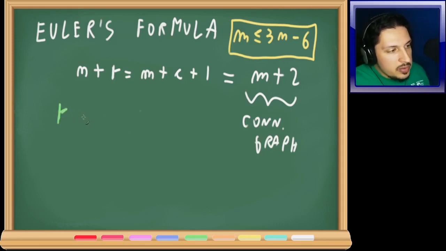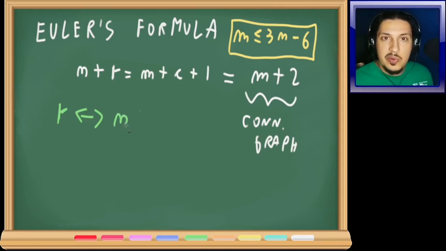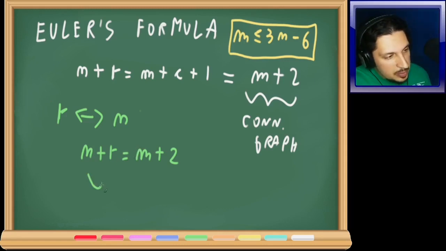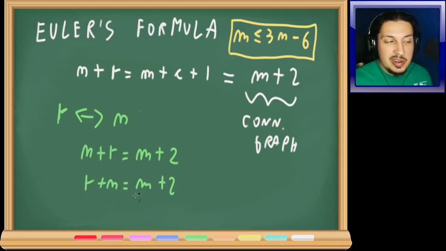R, the number of regions, swaps with N, the number of vertices when you go from a graph to its dual, because vertices become regions and regions become vertices, while M stays the same. So for the connected case, Euler's formula is just N plus R equals M plus 2. And thus, if we swap R with N, we should get another valid formula. And of course, this happens because N and R are symmetric in this formula. You can swap them and it won't change anything. But we now know that it has to be so because of planar graph duality.